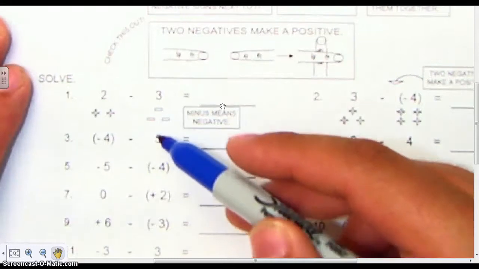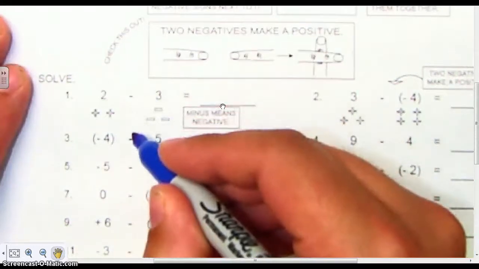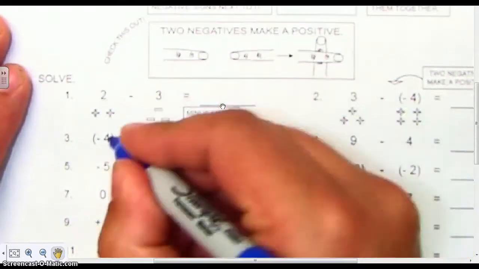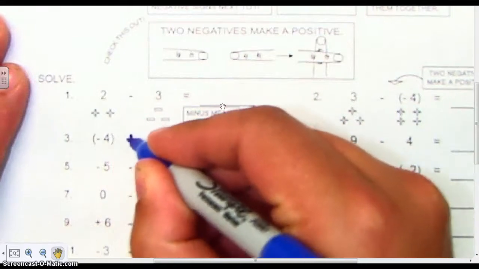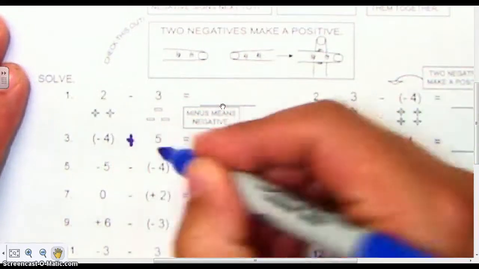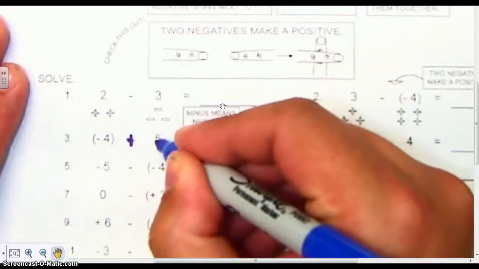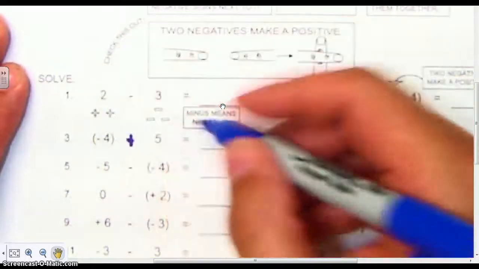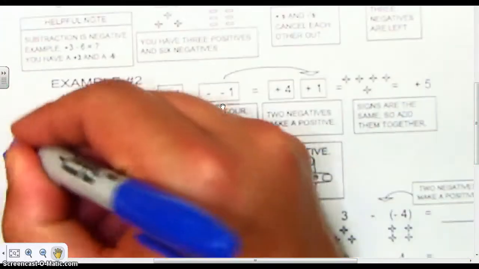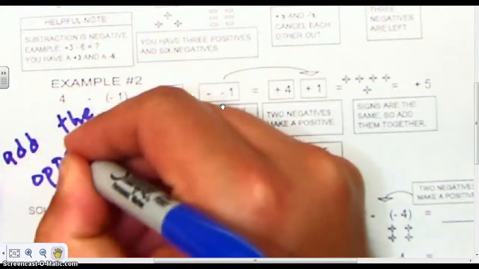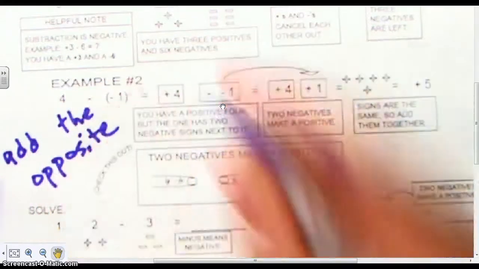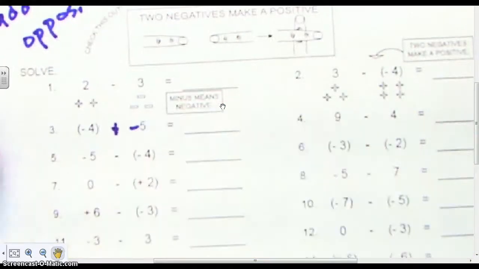So what we end up doing with subtraction is we actually change the problem. So anytime you see subtraction from now on, you're going to make that subtraction into a plus. But you can only do that if you change this too. So what we do is we add the opposite. And that's what you're going to do in every subtraction problem. Add the opposite. So the opposite of positive 5 is a negative 5.